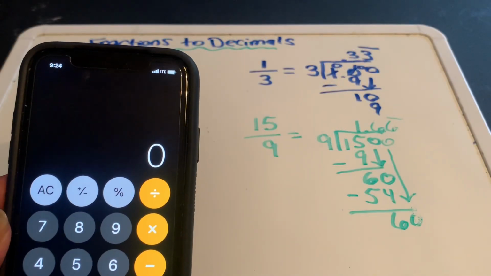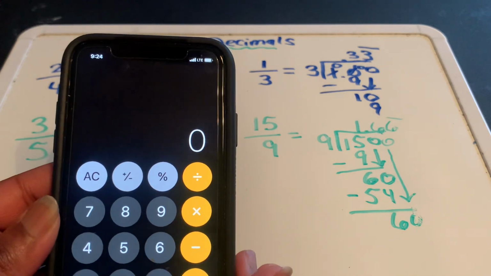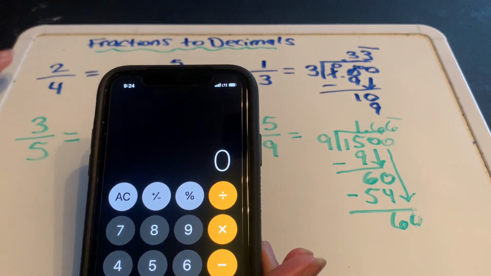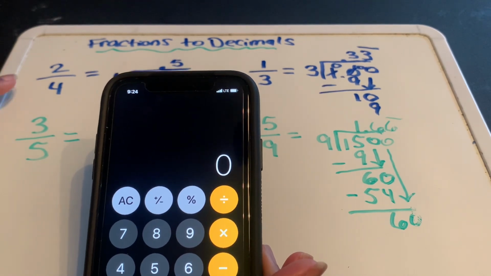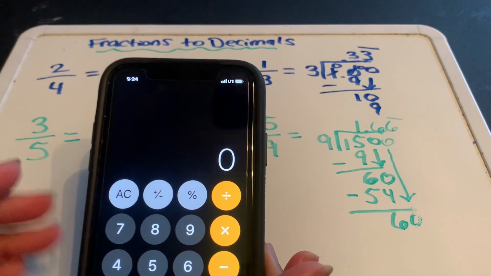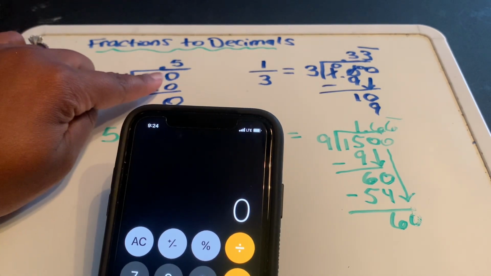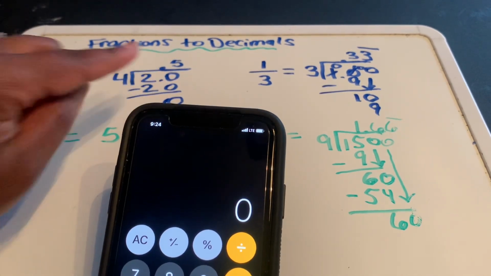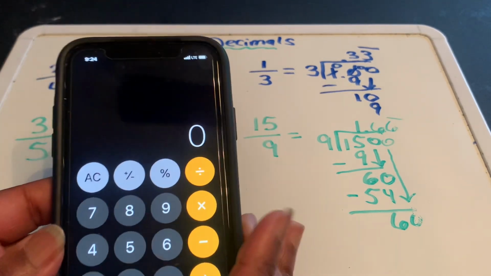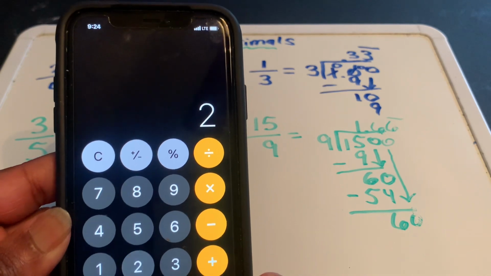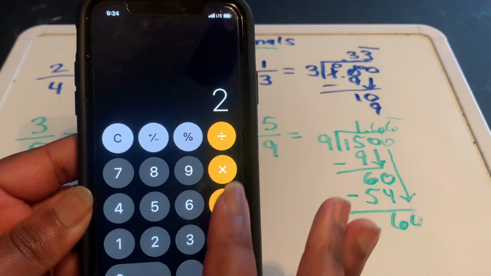So the first problem that we had was 2/4. So we're going to take our calculator and we will just type in 2 divided by 4 and see what we get. I know a lot of times you could use a calculator, but it's good to know how to do the math. So we're gunning for the 0.5. So okay, let's type that in. 2 divided by 4.